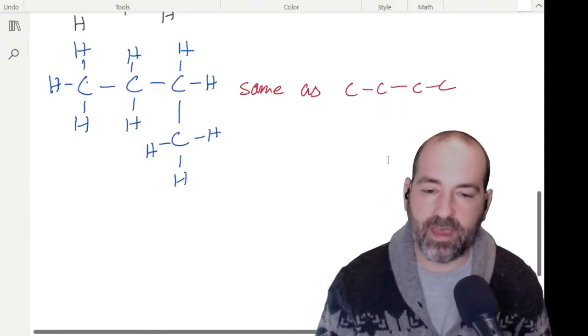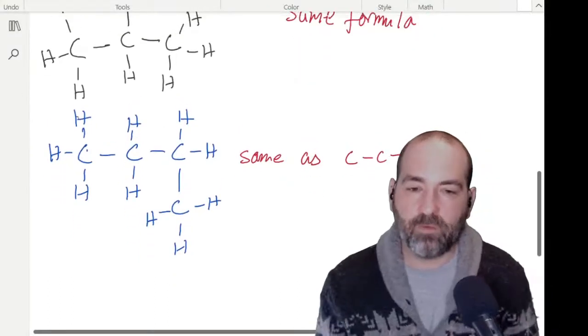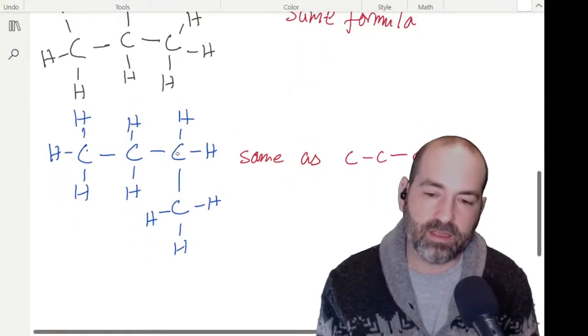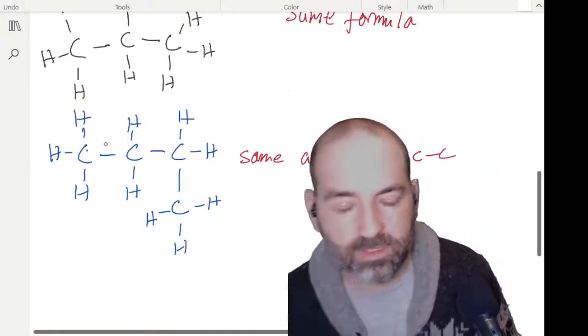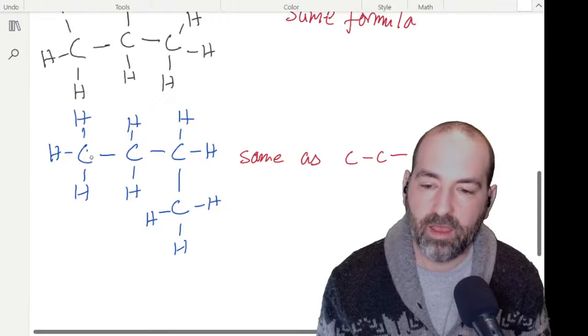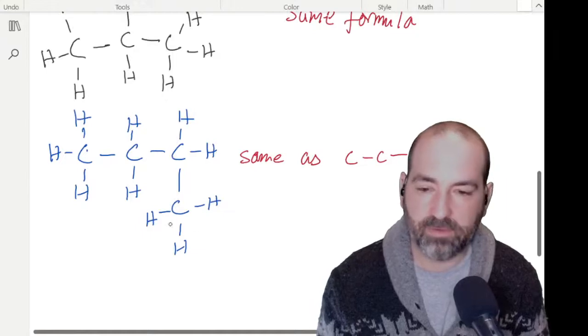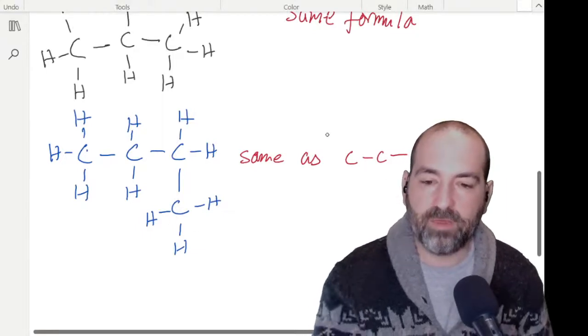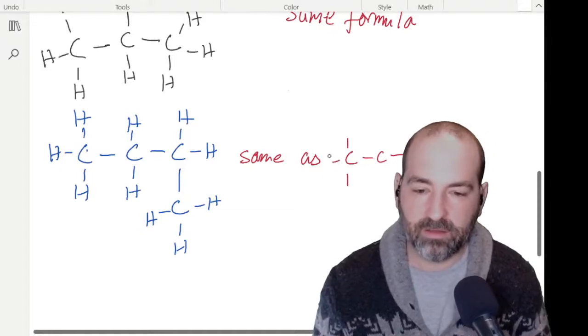Another way of seeing that, that's going to bring us into our next idea, is we can think about the ways that the carbons are connected to each other and the hydrogens that are connected to them. So we might describe this structure as a carbon with 3 hydrogens, then a carbon with 2 hydrogens, then a carbon with 2 hydrogens, then a carbon with 3 hydrogens. And if we go back up to our original one, or actually we can just redraw it here.